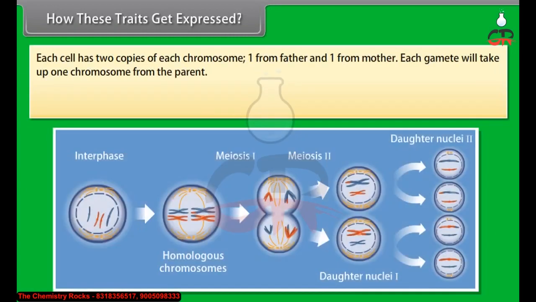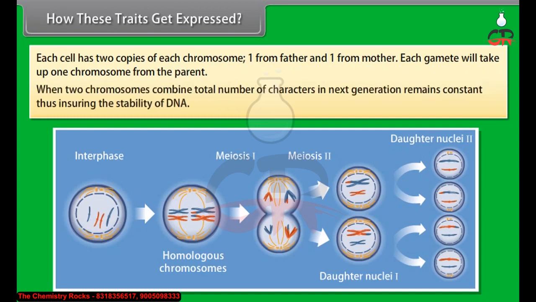Each cell has two copies of each chromosome, one from the father and one from the mother. Each gamete will take up one chromosome from the parent. When two gametes combine, the total number of chromosomes in the next generation remains constant, thus ensuring the stability of DNA.